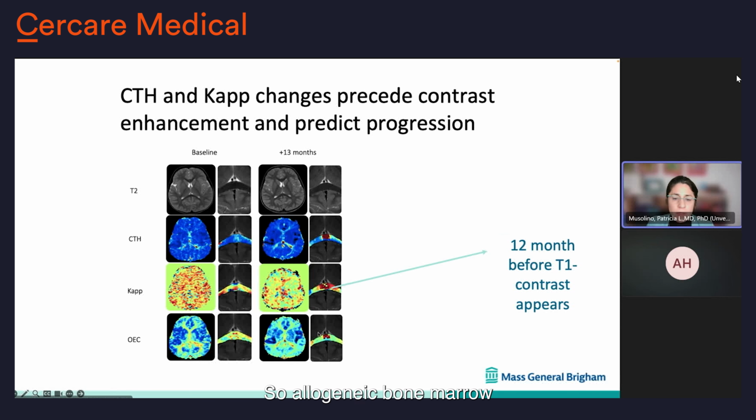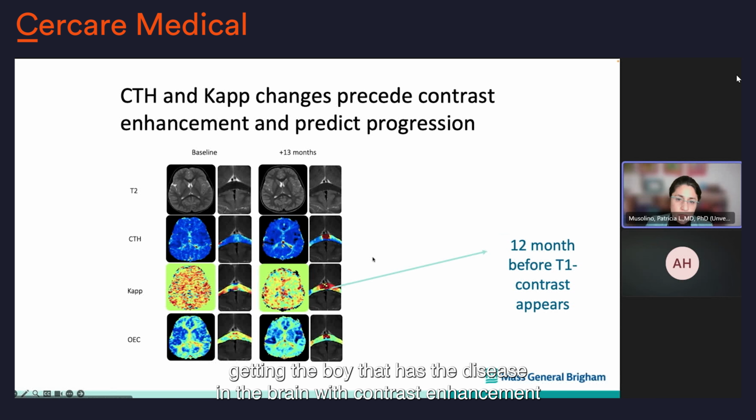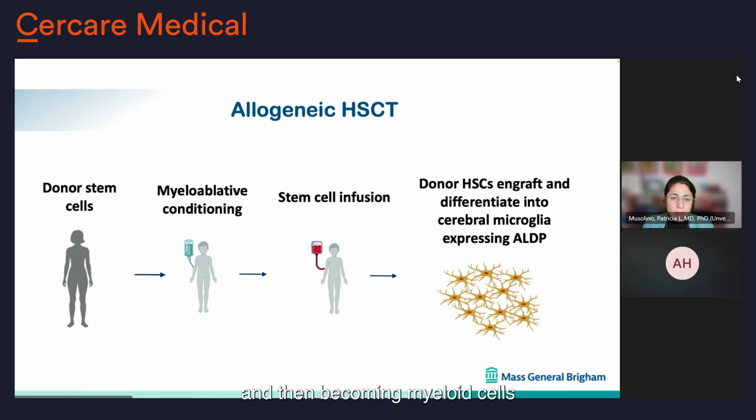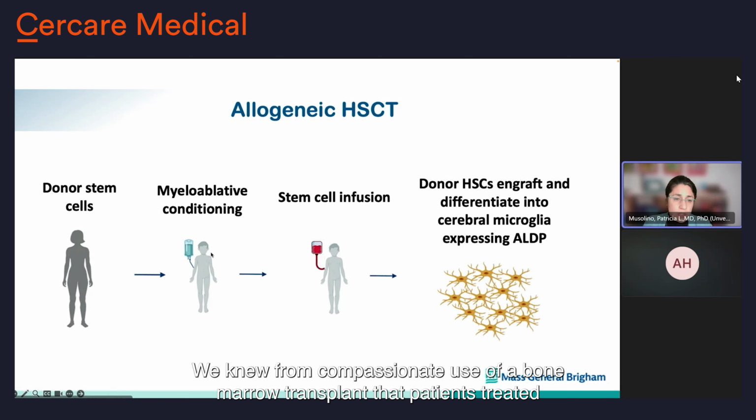So allogeneic bone marrow transplant is using a donor that has the normal ABCD1 gene, and getting the boy that has the disease in the brain with contrast enhancement, myeloablative chemotherapy to make room in the bone, and giving this stem cell infusion, hoping to have them engraft and then become myeloid cells that migrate to the brain and become part of the microglia.